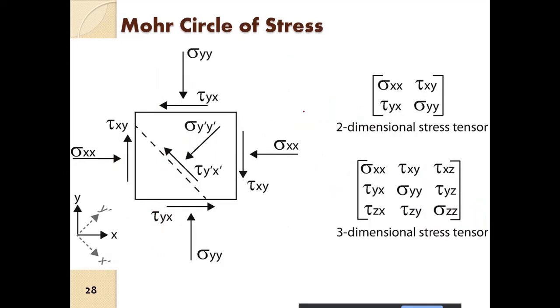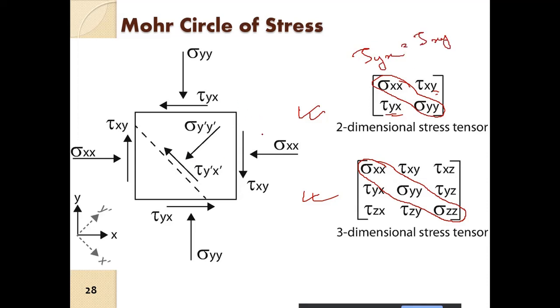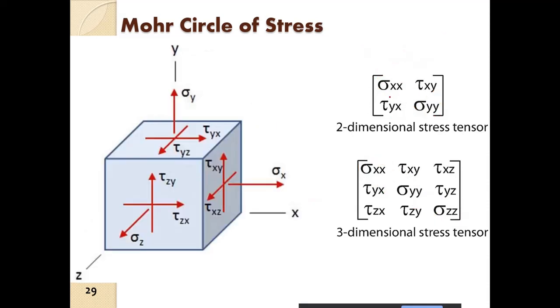And this is the two-dimensional and three-dimensional. So here you see these are all the normal stresses on the planes, and these are the shear stresses. And one thing you remember, for rotational equilibrium, tau yx should always be equal to tau xy, or else this element will start rotating. So for rotational equilibrium, this condition has to be fulfilled. Of course, that we will discuss later on.